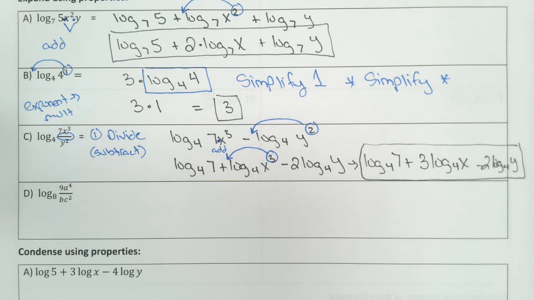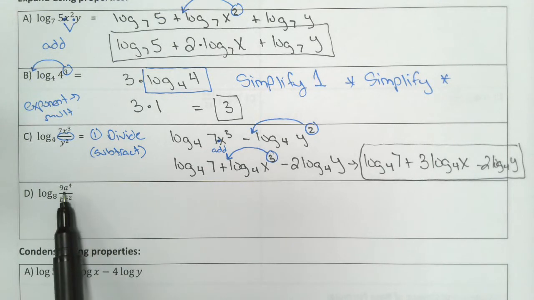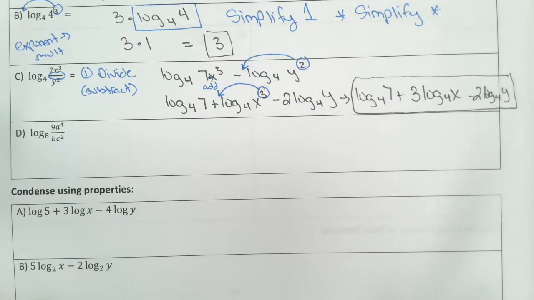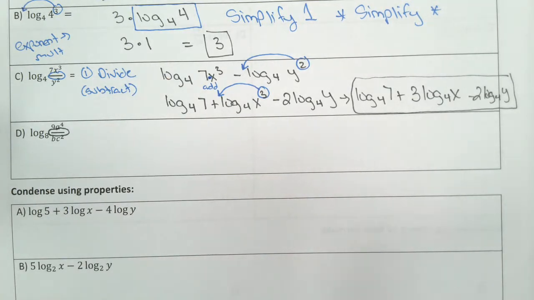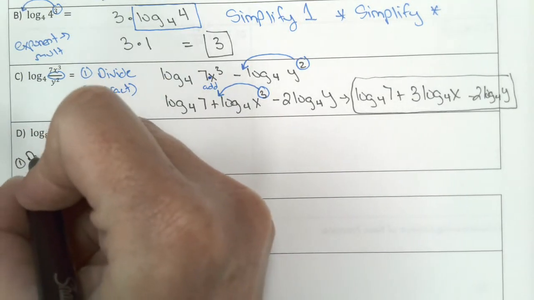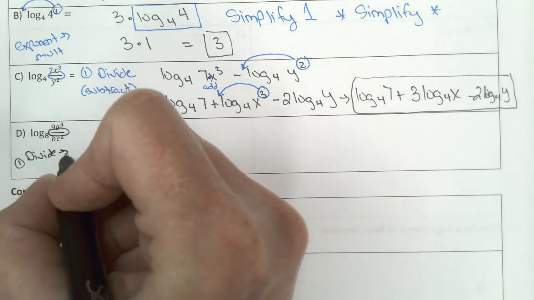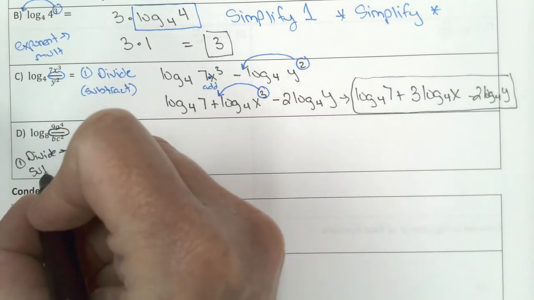Letter D would work the same. I would break it apart using subtraction. Okay, so first thing that I would do is break it apart. Anytime you see divide, I would probably undo that first.